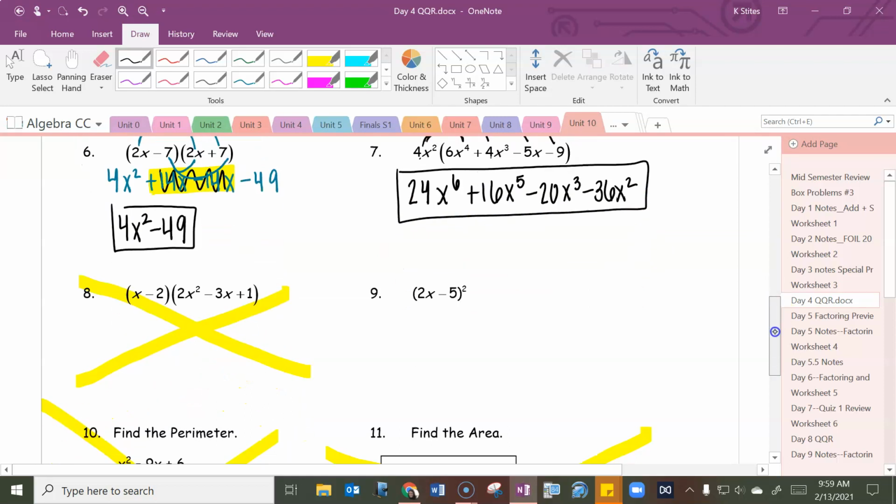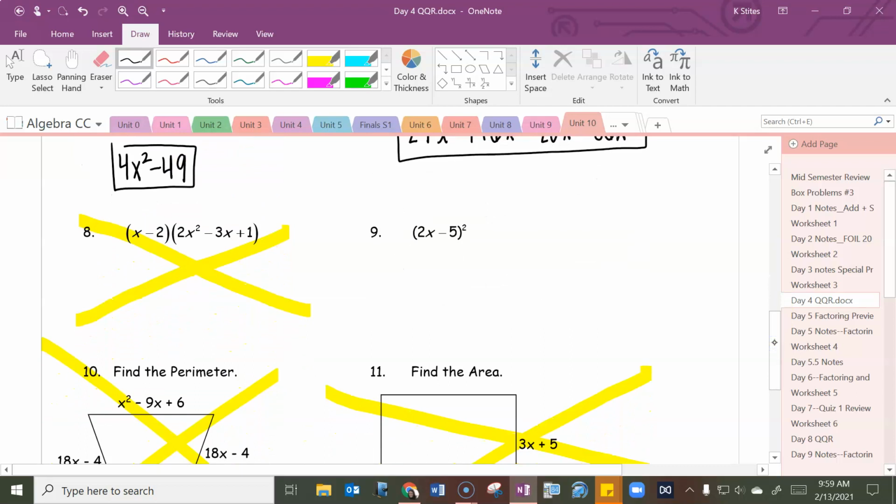All right, and our final one, 2x minus 5, squared. Please remember, you cannot distribute the exponent. It is not going to work. Okay, so when we square something, that means that we are writing it twice because we are multiplying it by itself. And once you write it twice, you can just FOIL like normal.